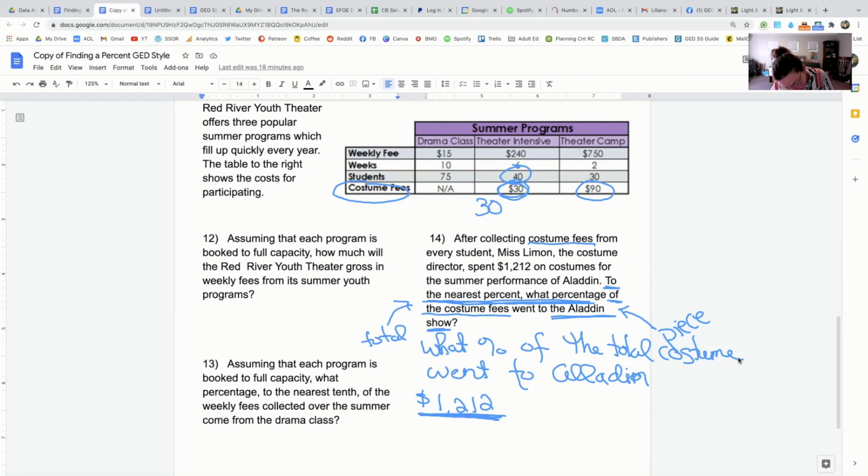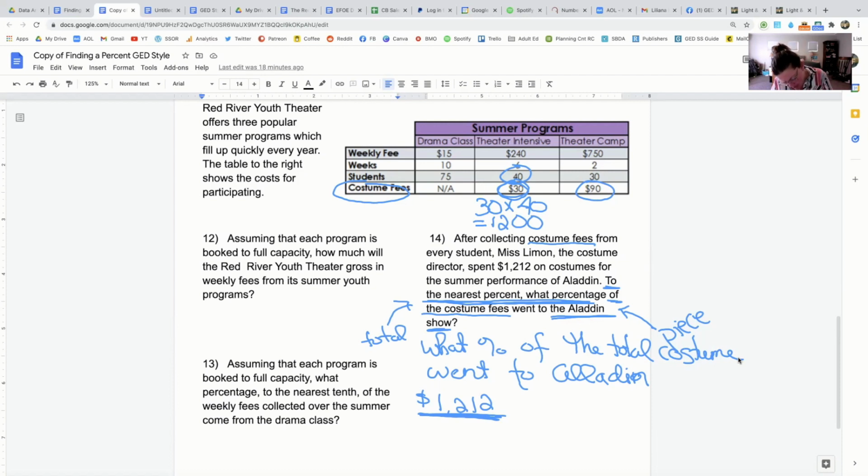So $30 collected from each one of the students 40 times. And this idea of repeated fees, like weekly, monthly, yearly, versus one-time fees comes up a lot on the GED. So really make sure you're clear with that. But this is a one-time fee, but it's collected from many students. So that $30 will be collected once from each of the 40 students.